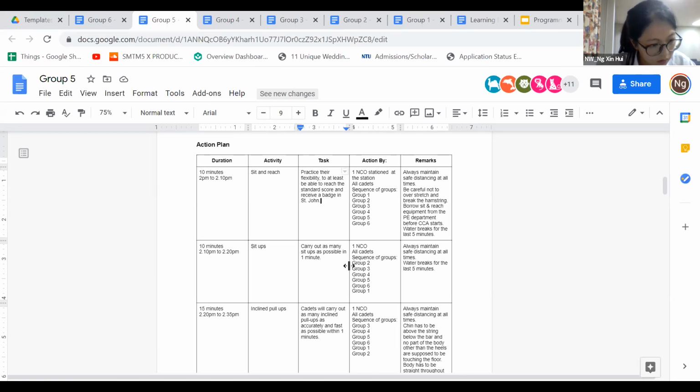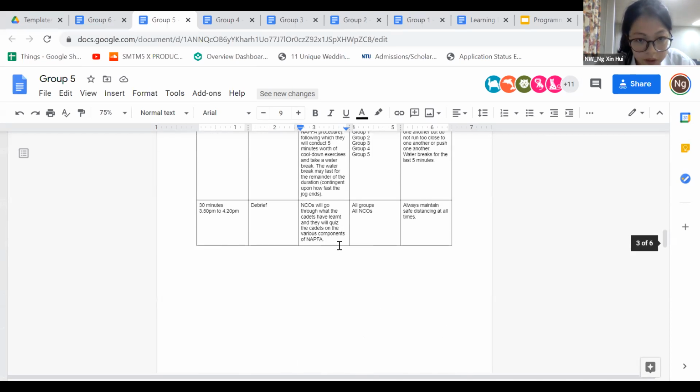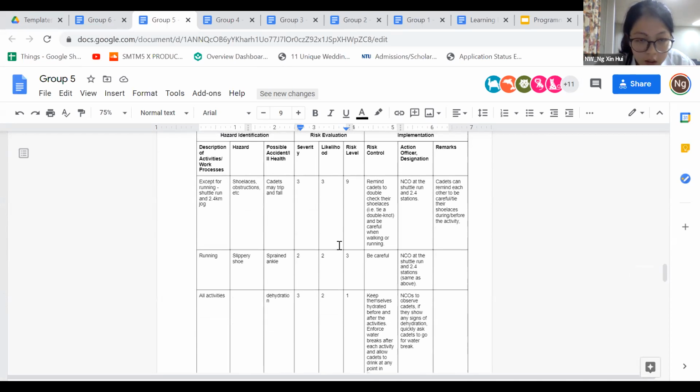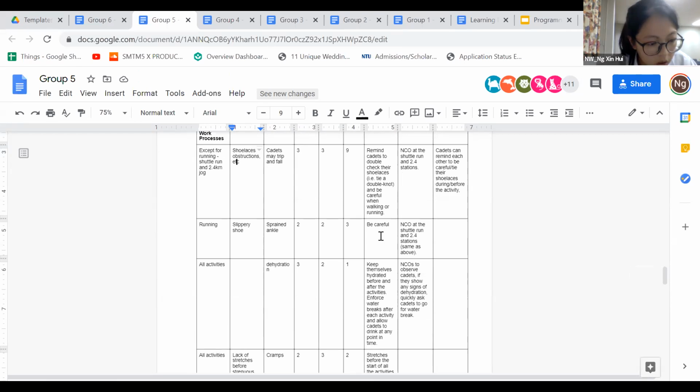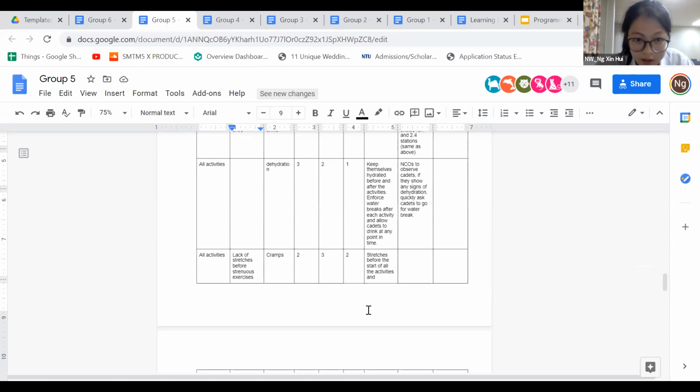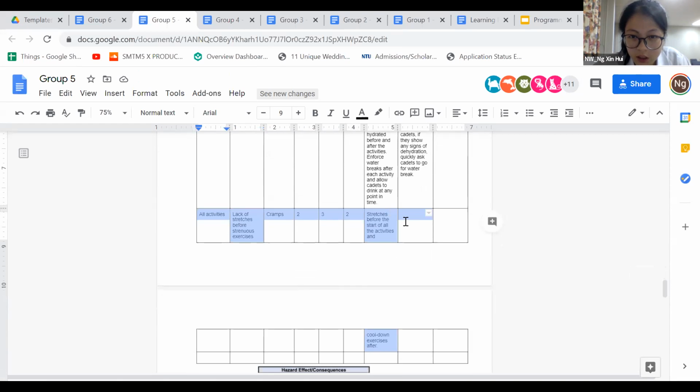Okay, so now that I'm at Group 5, maybe I'll just quickly scroll over to the RAMs portion. I think it's very nice how they specifically included all the hazards they think are probable, and also the possible accident or ill health. The risk control measures are also pretty good, but one thing that didn't quite match up was, for example, this portion talks about how there's a lack of stretches before strenuous activity, and one risk control measure is to conduct stretches before the start of all activity.